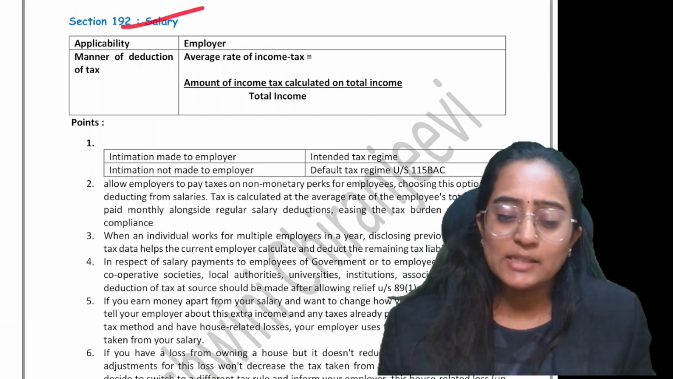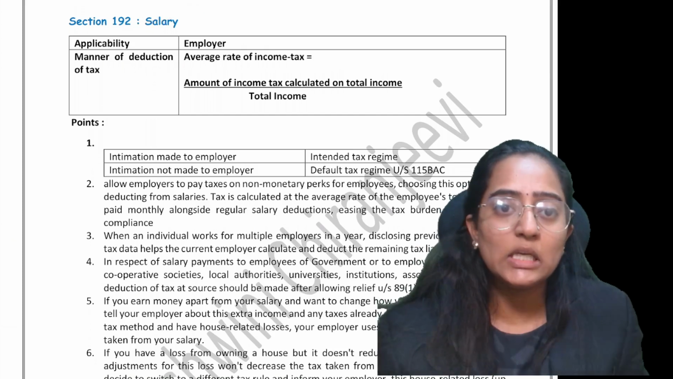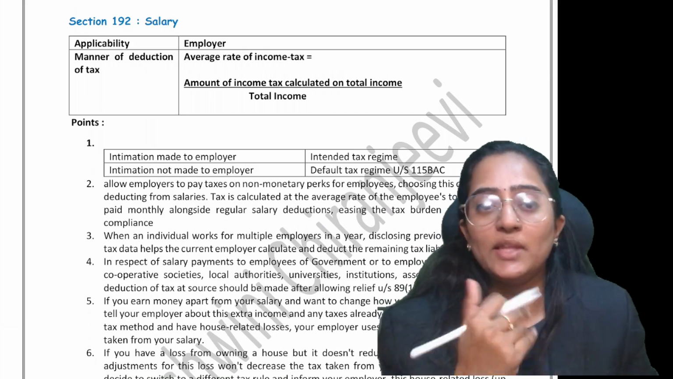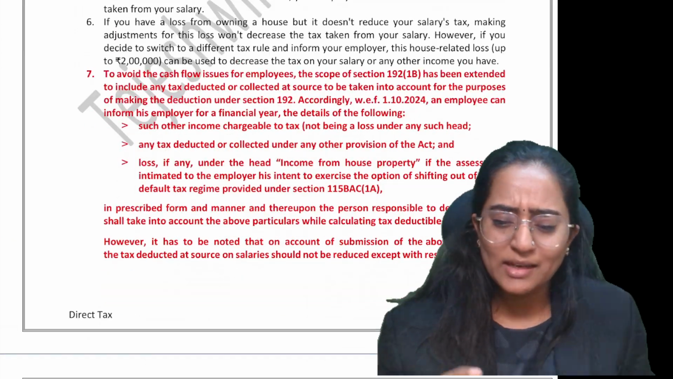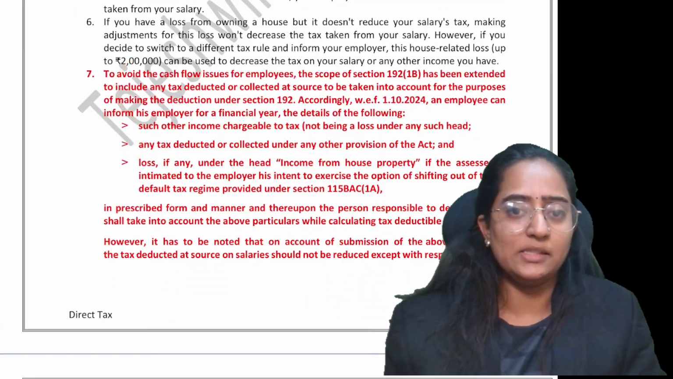Okay. Under section 192, basically, if I, being an employer, am giving you salary, I should deduct the TDS and then give the remaining amount to you. Correct? There are certain explanations which have been inserted.